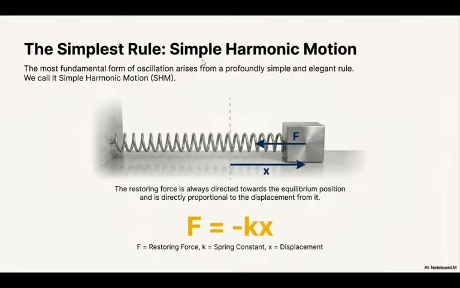Simplest rule, simple harmonic motion. The most fundamental form of oscillation arises from a profoundly simple and elegant rule. We call it simple harmonic motion. The restoring force is always directed towards the equilibrium position and is directly proportional to the displacement from it, that is F = -kx, where F is the restoring force, k is the spring constant, and x is the displacement.